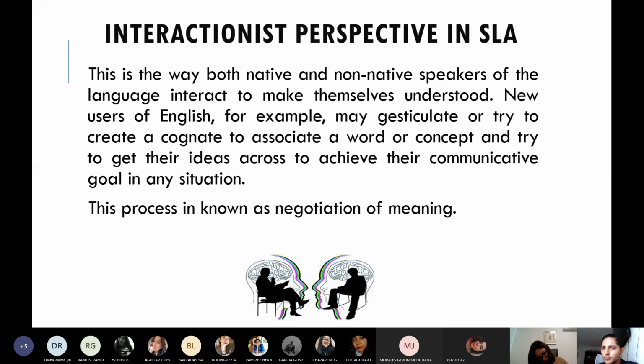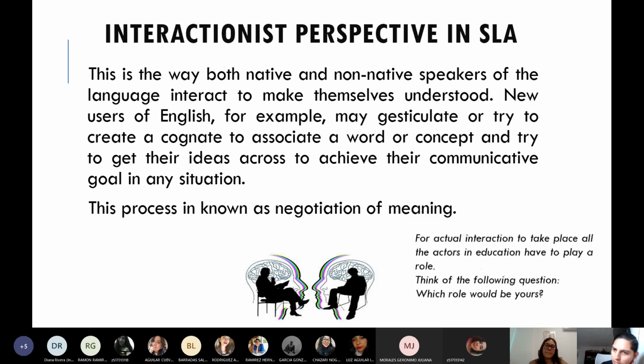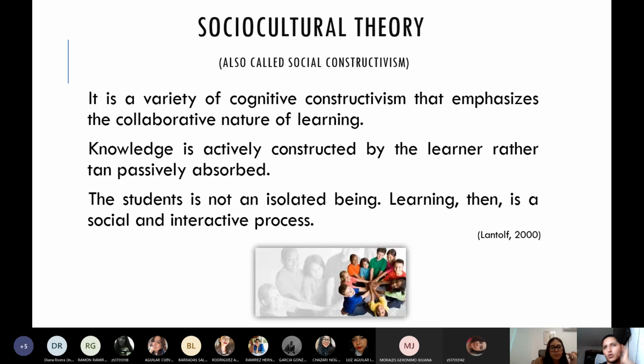So this is another perspective, and it's got the foundations of the communicative approach, which was already studied by yourselves, because you have already taken different courses through the BA.